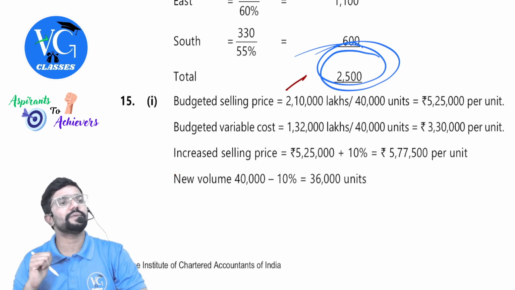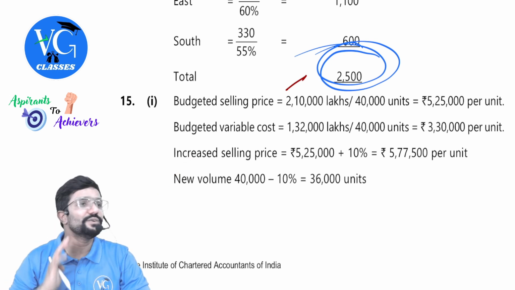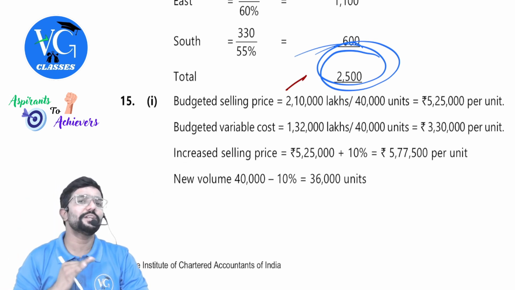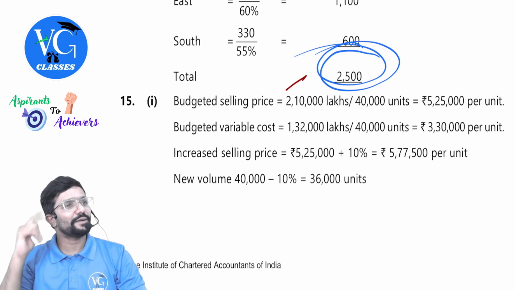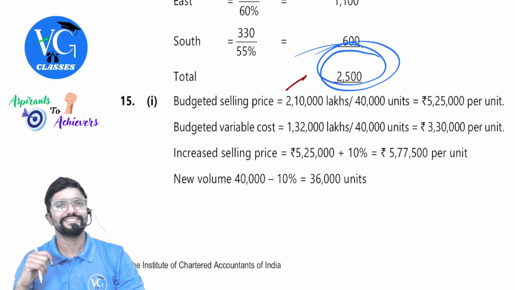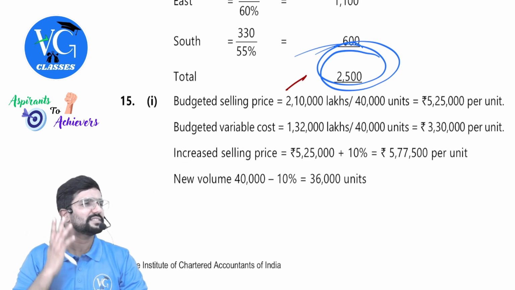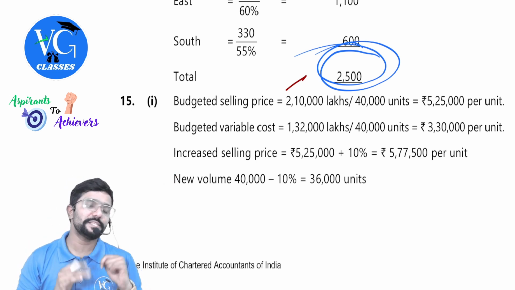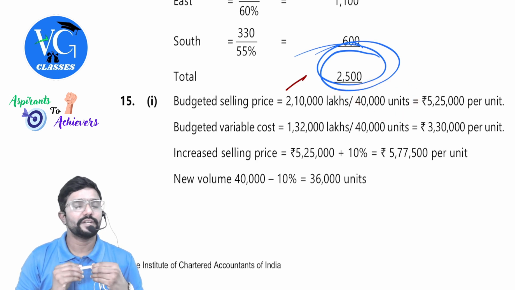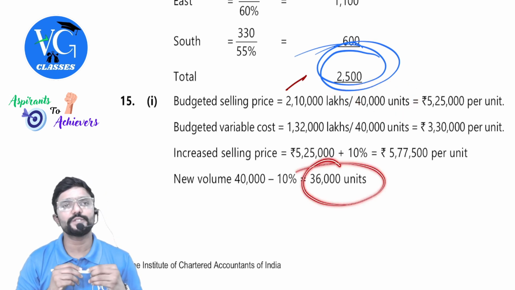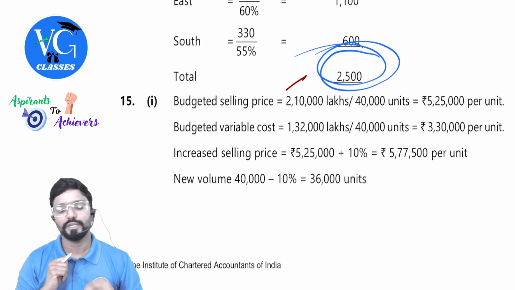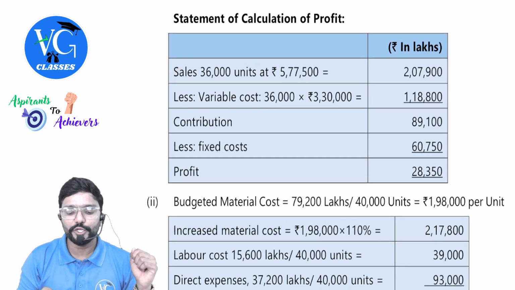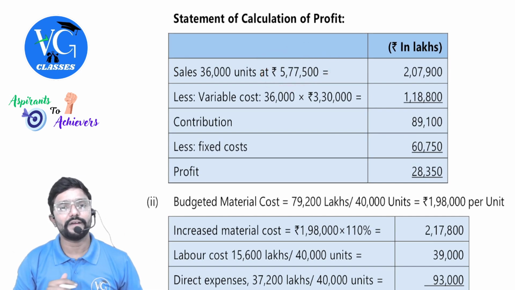New volume would be what, guys? 40,000 minus 10%, 36,000. Guys, here you observe. They are told volume will decrease by 10%, not value. Volume here means what? Quantity. In some other question, volume was what? Value. Clear? Yes, this should not happen, but still, fine. New volume means, guys, quantity is reduced by 10%. Please be careful. Presently, it was 40,000. Now we are deducting it by 10%, which comes to new volume will be how much? 36,000 units, guys. Okay. Sales 36,000 units into new selling price 5,77,500.